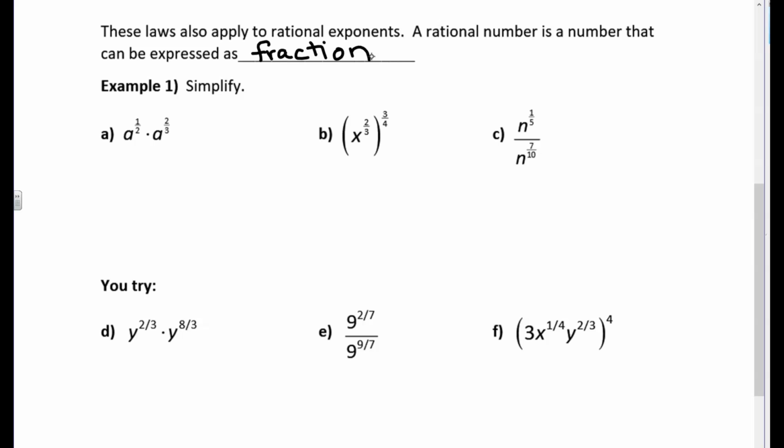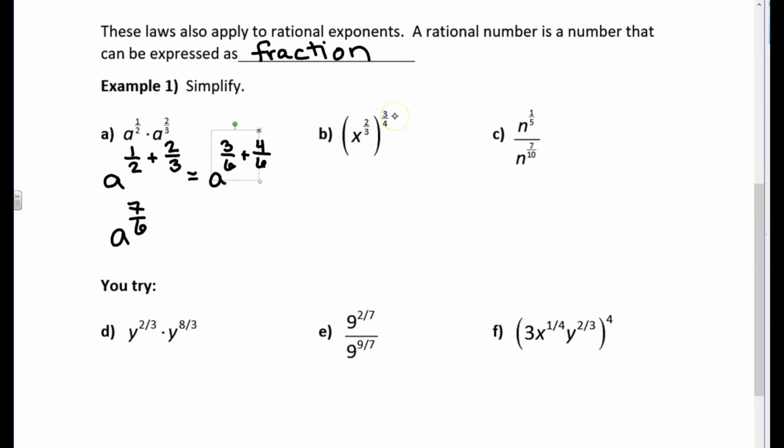So a to the 1/2 times a to the 2/3, because we have the same base, we're going to add our powers. 1/2 plus 2/3. And we learned way back in middle school that if we add fractions, we need common denominators. Common denominator would be 6. This becomes 3/6 plus 4/6, or this is a to the 7/6, which doesn't reduce anymore.